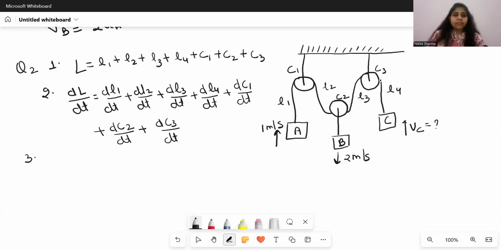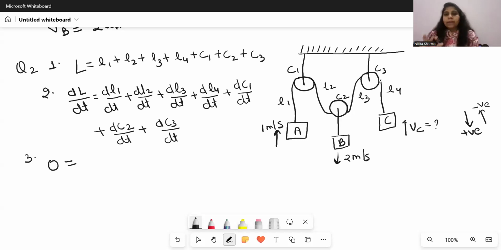In the step number 3, we will use the velocity separation method. Total length of a string is constant and the differentiation of a constant is 0. That means dl by dt will be 0. So dl by dt is 0 is equals to dl1 by dt. L1 length is connected with block A and block A is moving upward. In the previous question also, we considered the downward direction is positive and upward direction is negative. I'm telling you again, you can take the vice versa also. You can take the downward direction negative, upward positive. The result will be same.